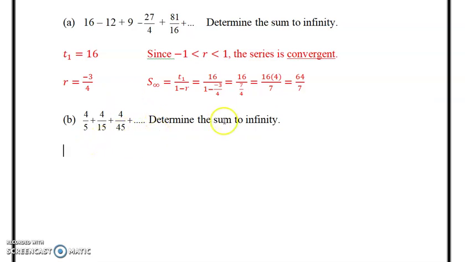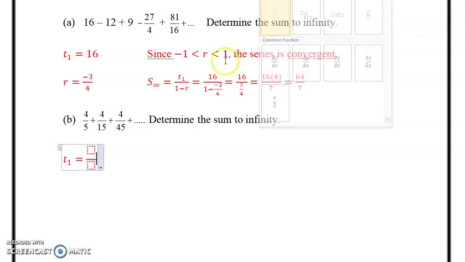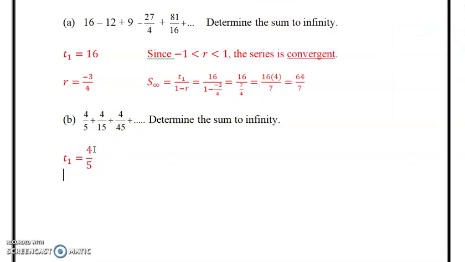All right, so the first term we have here, T1, is equal to my fraction 4/5, first term, and our R value this time, our R value is 1/3.